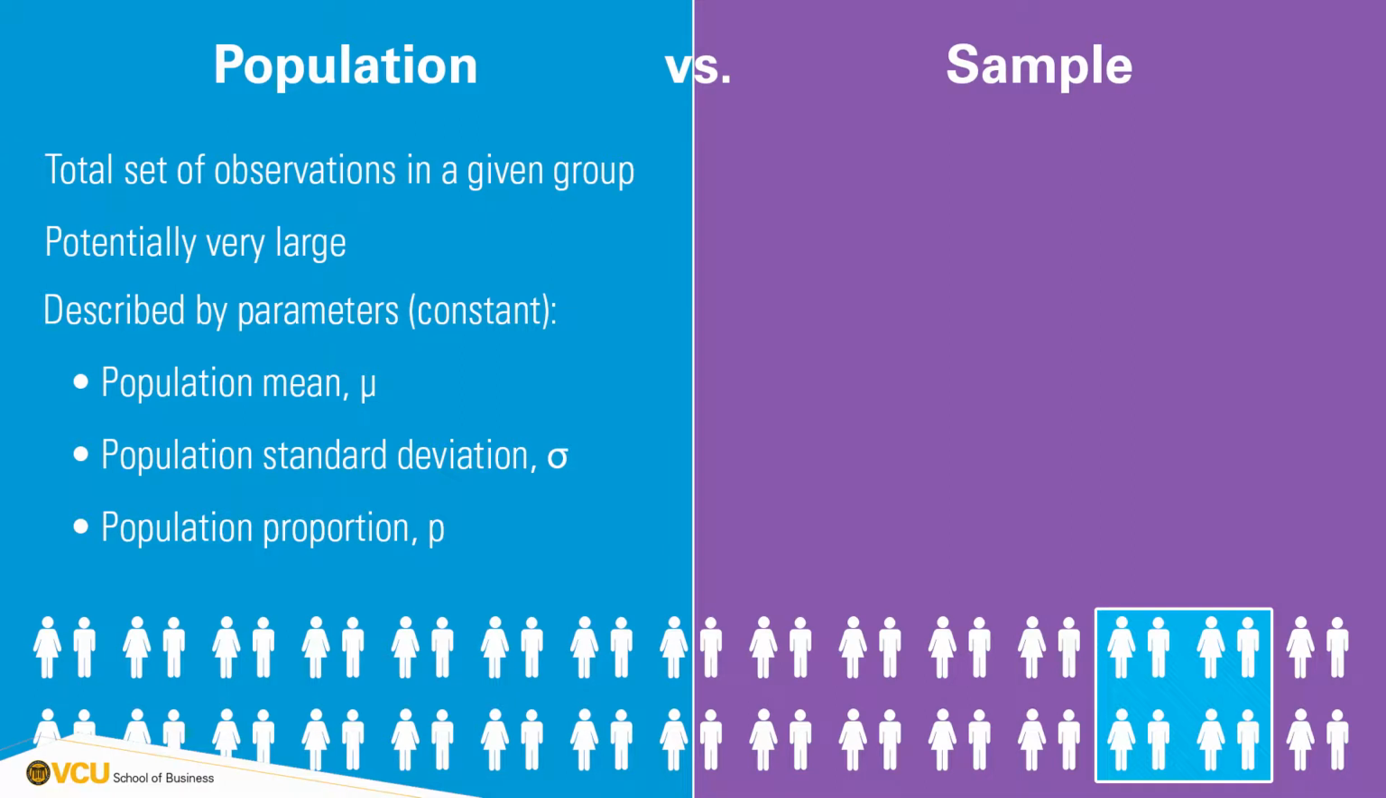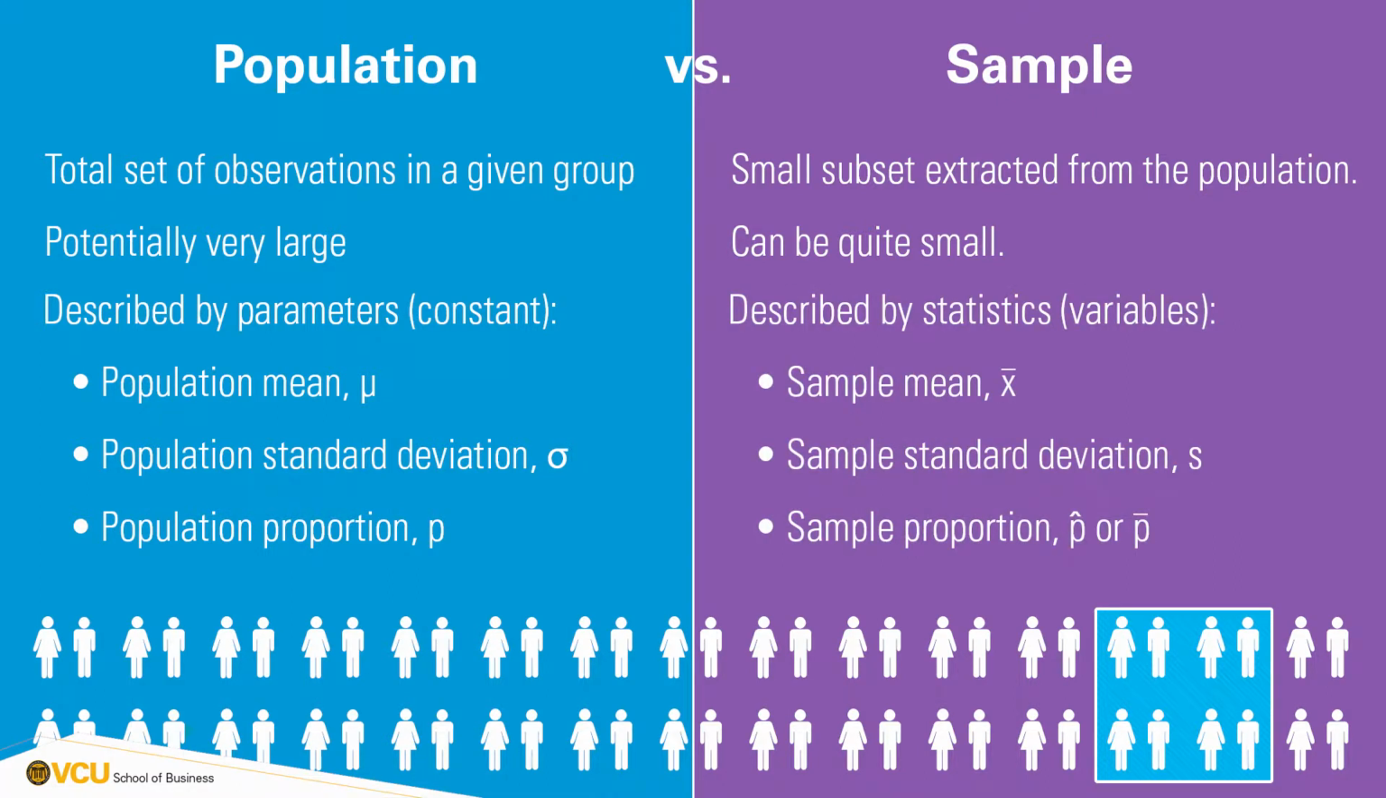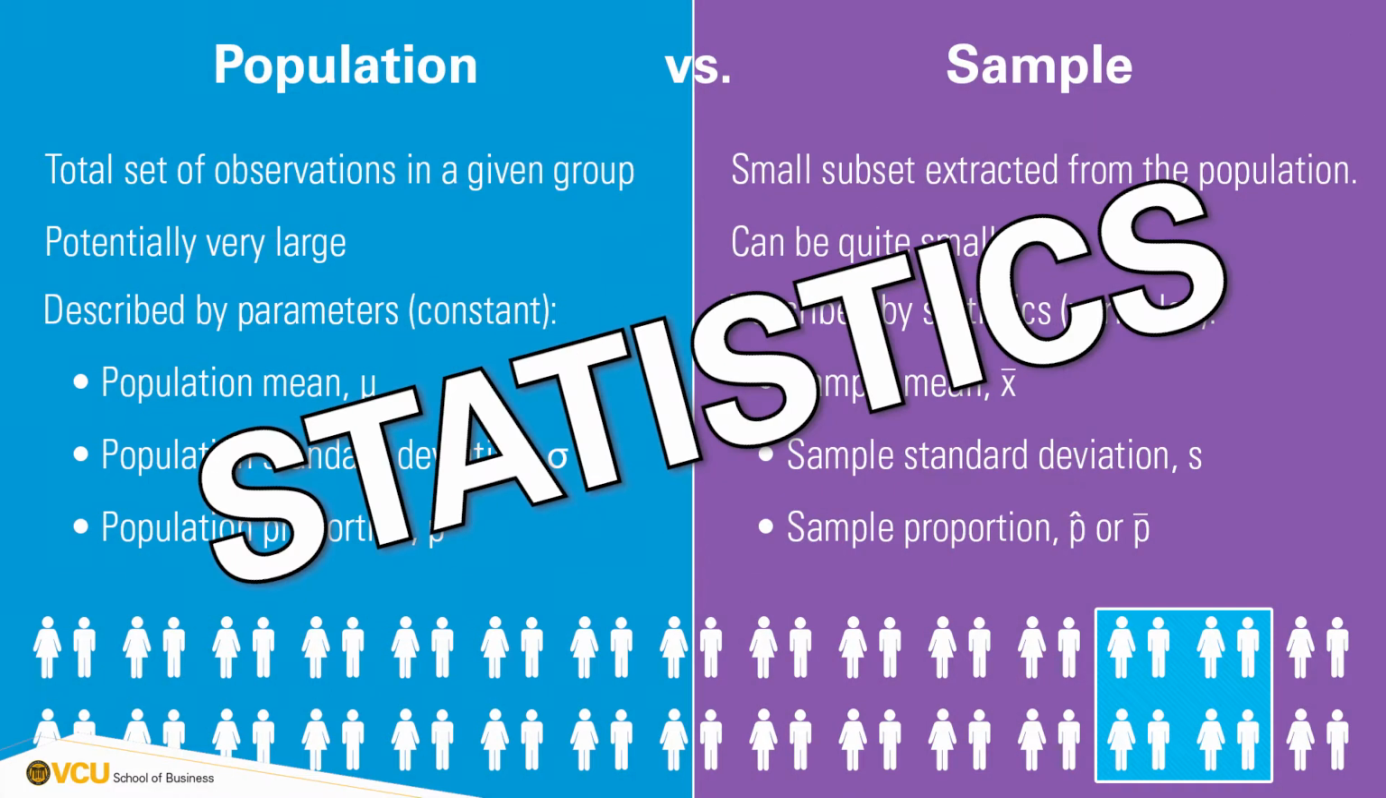At times, as in the case of a process, a population can be virtually infinite. When a population is so large and dynamic in terms of composition, it is often impractical, if not downright impossible, to characterize it. A population is described by parameters, such as the population mean, mu, and the population standard deviation, sigma, for quantitative variables, or the population proportion p for categorical variables. Conversely, a sample can be quite small, although the larger the better in terms of statistical precision, and it is described by summaries, such as the sample mean and the sample standard deviation for a quantitative variable, or the sample proportion for a categorical variable. We call such summaries statistics.